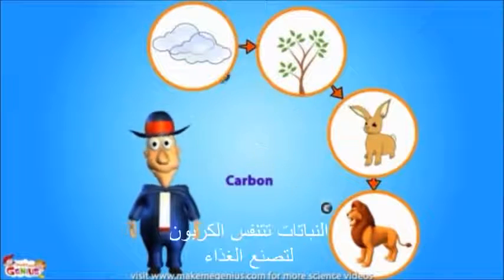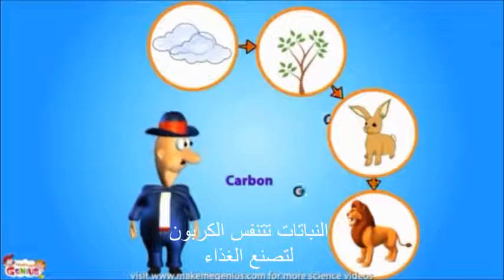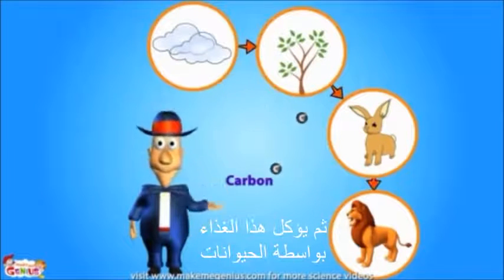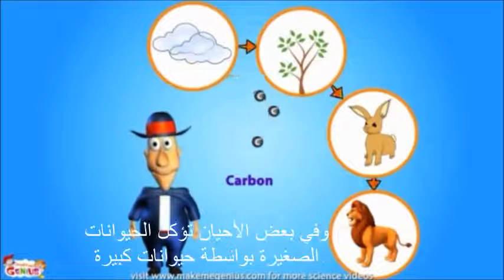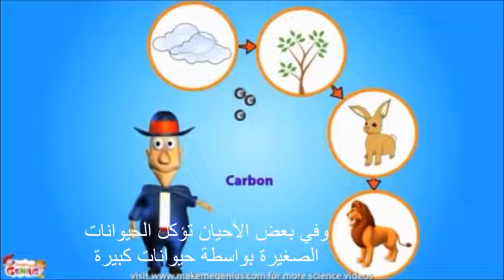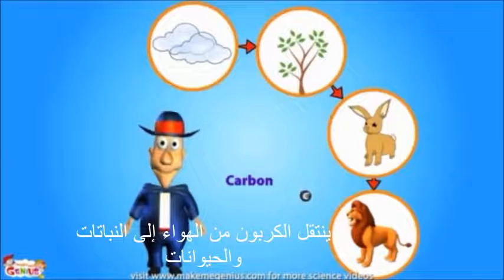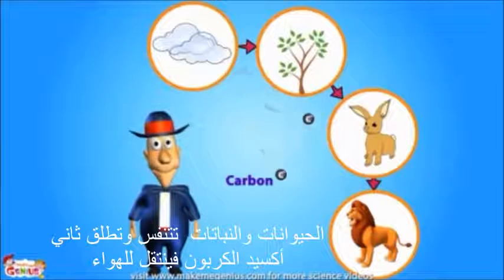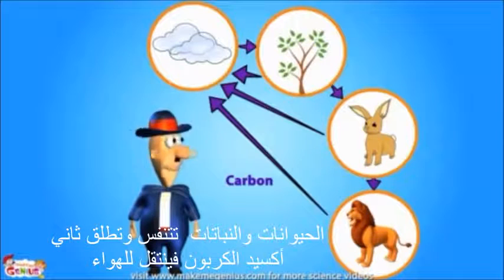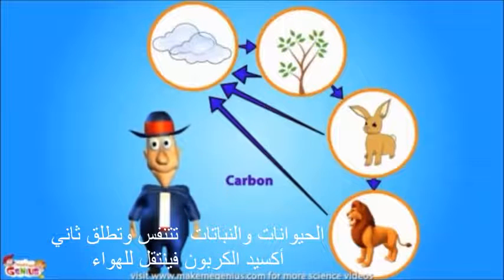You are right! Plants breathe in carbon dioxide to make food. Then, this food is eaten by animals. Sometimes, smaller animals are eaten by bigger animals. This way, carbon is transferred from air to plants and animals. Animals and plants breathe out carbon dioxide, then it goes back into the air.